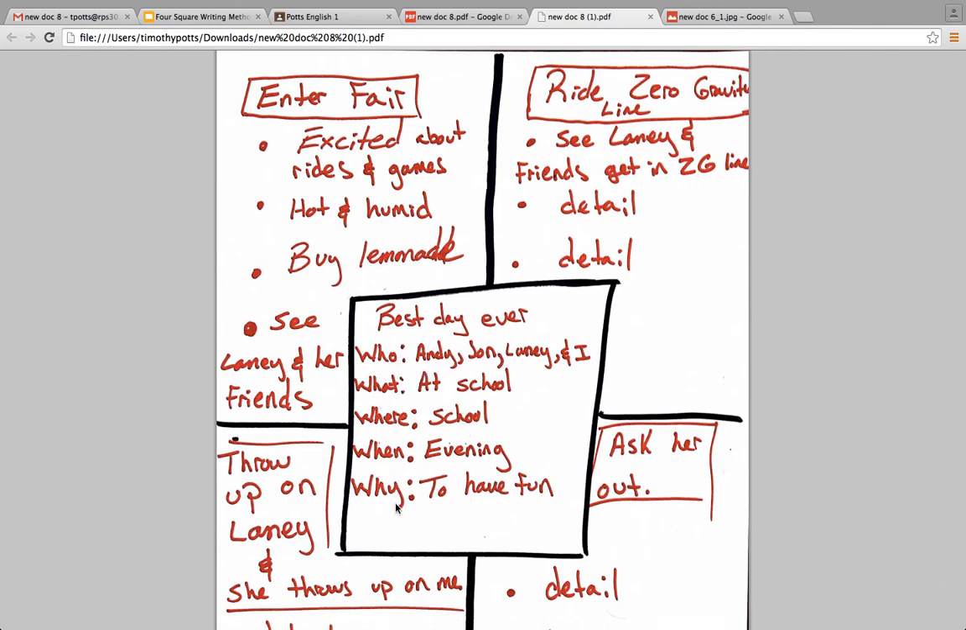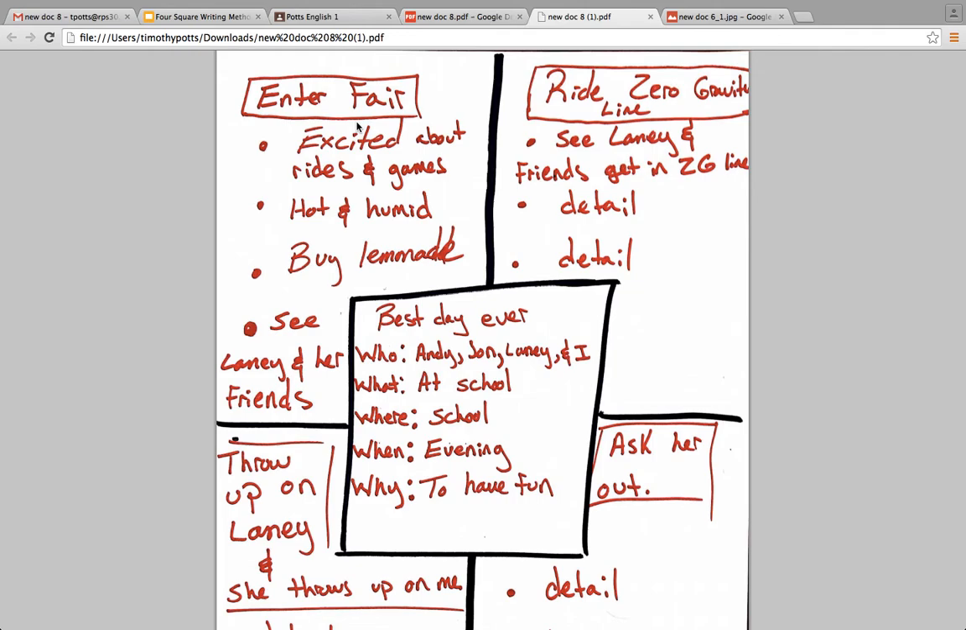what, where, when, and why about the day. It all really begins, these questions in the center, the who, the what, the where, the when, and the why, are all about what was going on at the very beginning of the story. That is the first event. And our first event is entering the fair. So, who was there? Well, Andy, John, Lainey, and I.